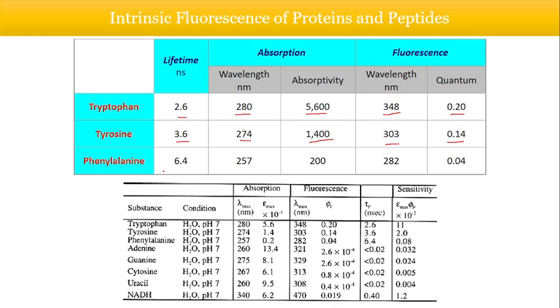Now, if we see phenylalanine, it has a lifetime of 6.4 nanoseconds, and it has an absorption wavelength of 257 nanometer and an absorptivity of 200, and it fluoresces at 282 nanometer and has a quantum yield of 0.04. This is also a table where you can get the substance and the condition, the absorption wavelength, the epsilon, the molar extinction coefficient value, the fluorescence wavelength, the quantum yield followed by the tau f factor, and the sensitivity. So you can go through this table.